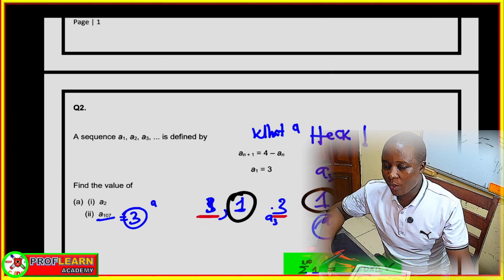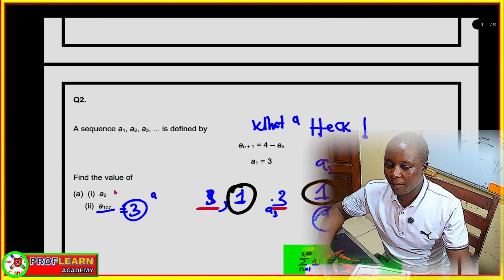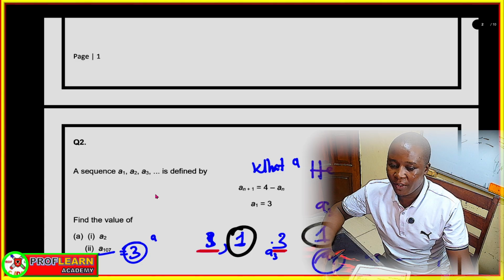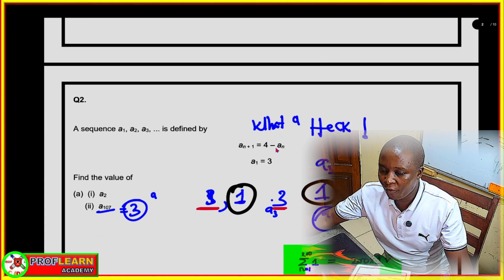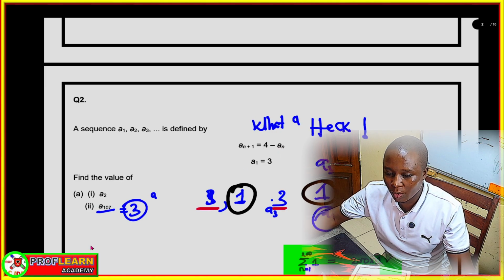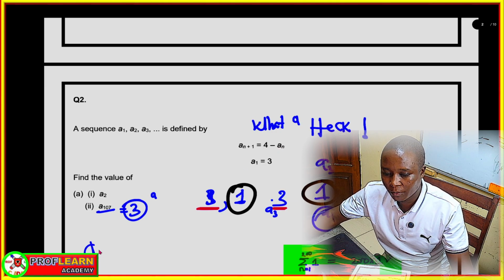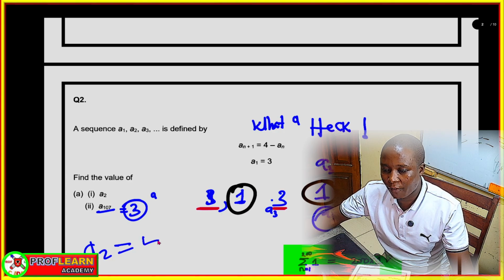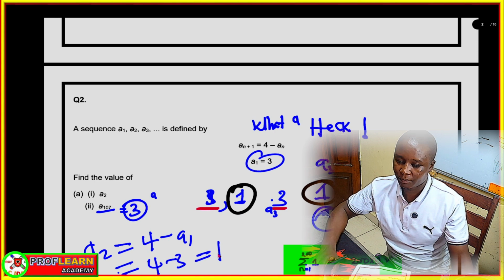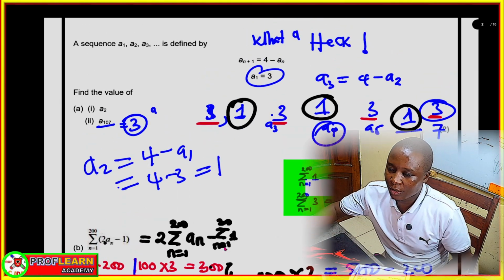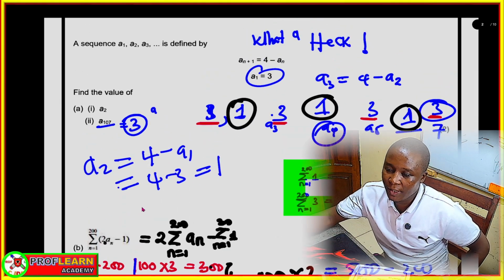Yeah, so we were doing this question with my student, and the student realized that when he found a2, it was 4 minus a1, because for you to find a2, it's 4 minus a1, but a1 is 3. So my student got 4 minus 3, the answer is 1. Then the student went ahead to find a3.